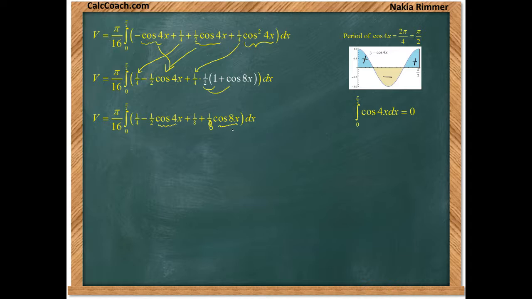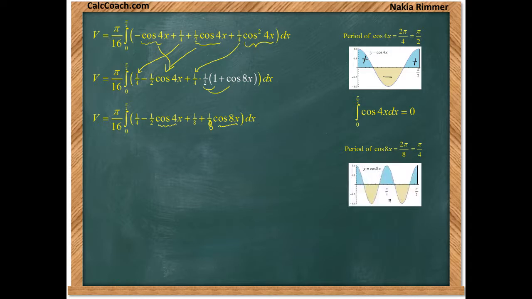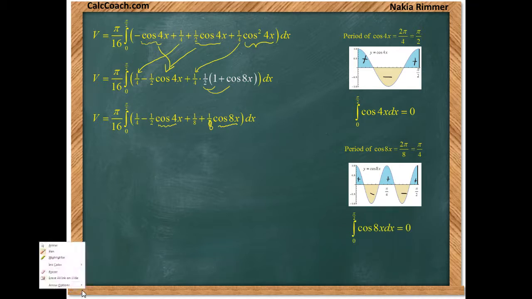How about cosine 8x? What's the period of that? You take the 2 pi, which is the old period, and you divide by this time 8. And that's going to be pi over 4. So we're integrating from 0 to pi over 2. We're getting 2 full periods of the cosine on 8x, where these positive areas, the full one and these two half ones, cancel with these two full ones. Total area is 0.